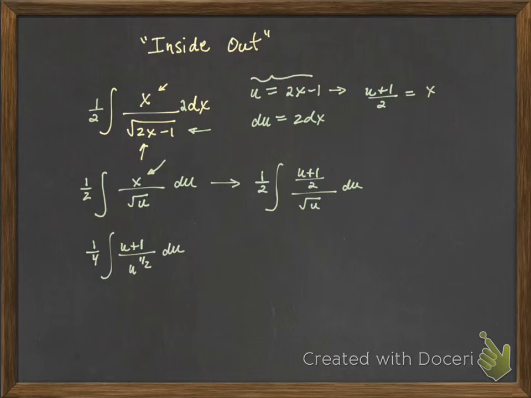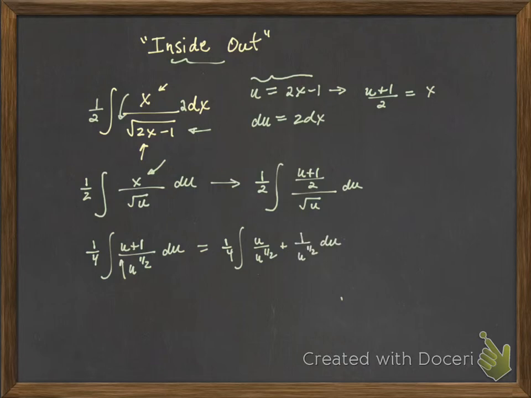Now you might think, well, that doesn't look any better than the thing I started with, but this is why I call this the inside out. I can't simplify that x inside of this radical, but I can take this radical and divide it into each one of those pieces. So what this really becomes is, well, I'm going to split it up. u over u to the 1/2 plus 1 over u to the 1/2 du.